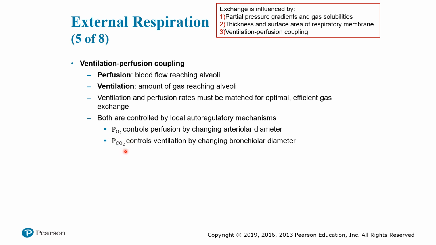And then partial pressure of carbon dioxide controls ventilation by changing the bronchiolar diameter. So we know bronchioles are the subdivision of the bronchi. The bigger bronchi divide into bronchioles. So partial pressure of carbon dioxide can control the ventilation of the bronchiole. How will it do it? When the bronchiole dilates, more air will come in, and when the bronchiole constricts, there will be less air coming in that alveolus.